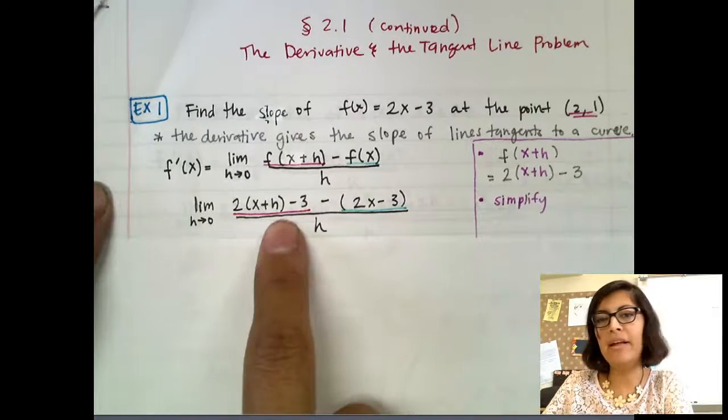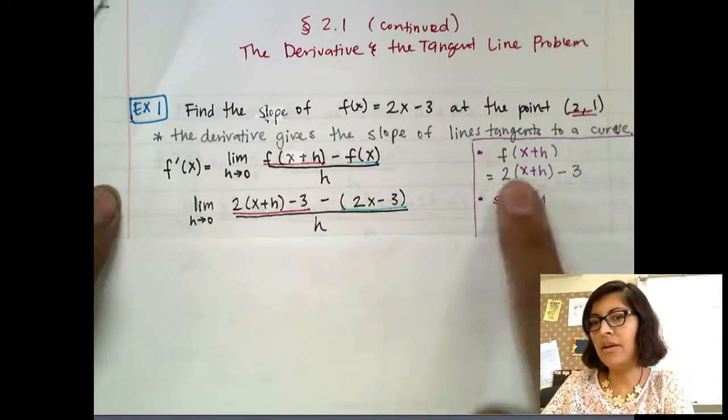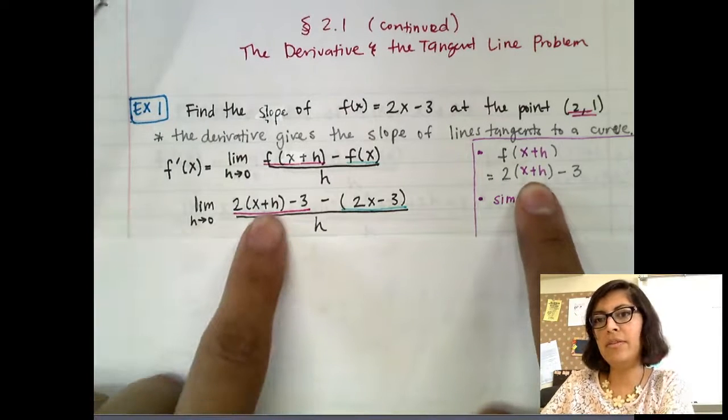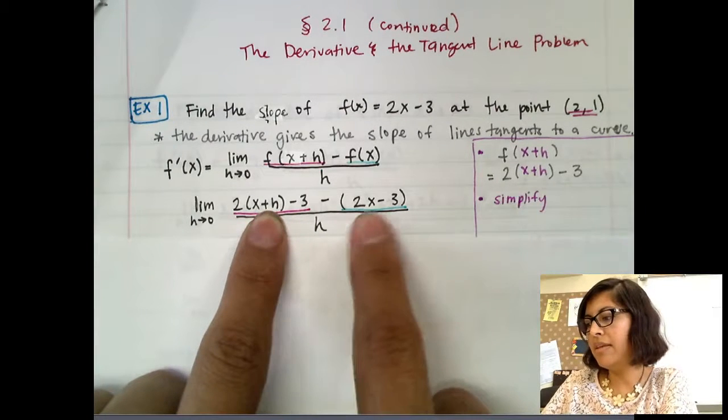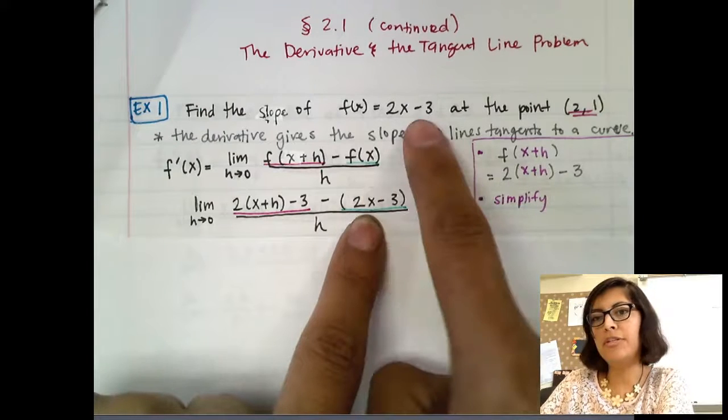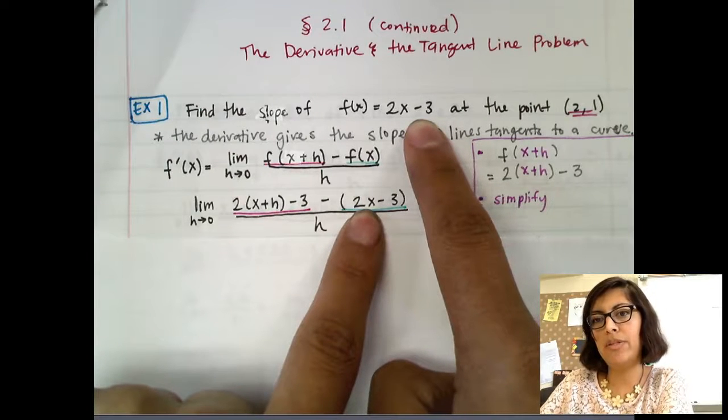On the side here, I asked, what is f of x plus h? We look at this function right here, and every time we see an x, we plug in an x plus h. So we replace x with x plus h, and then simplify it. Now I'm going to plug that in here. This right here we plugged in right there, so these two are the same thing. And this came from our function, so these two are the same thing.